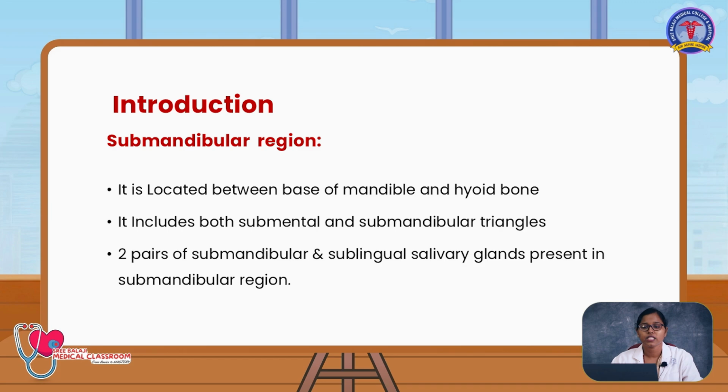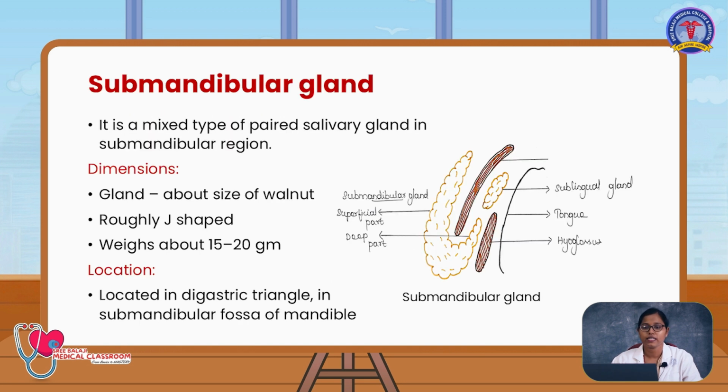I'll start with the introduction, the submandibular region. It is located between the base of the mandible and the hyoid bone. It includes both submental and the submandibular triangles. So, 2 pairs of salivary glands, the submandibular and the sublingual, are present in the submandibular region. Next is the submandibular gland. It is a mixed type of paired salivary gland present in the submandibular region. It is about the size of a walnut, roughly J-shaped, and weighs about 15 to 20 gram. It is located in the digastric triangle in the submandibular fossa of mandible.